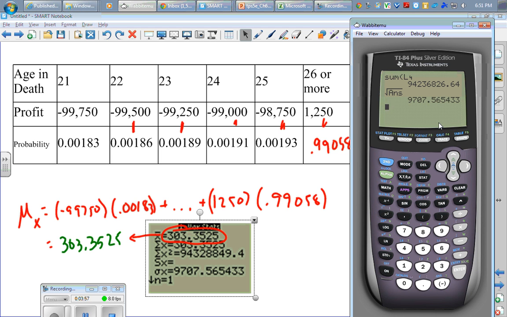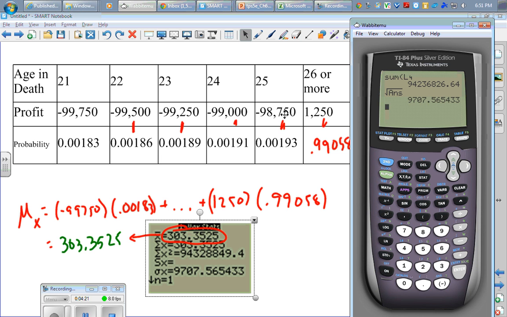Now you can see the standard deviation is really large. And the fact that the standard deviation is so big means there's a lot of spread going on among all the results. There's a lot of variability going on. Some people come away with these amounts. Some people lose $1,250, or from the insurance company's point of view, sometimes they make $1,250, sometimes they lose almost $100,000.